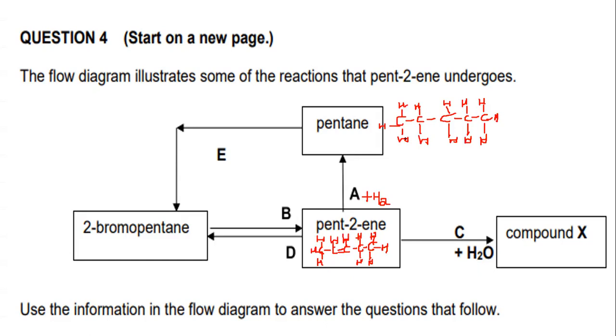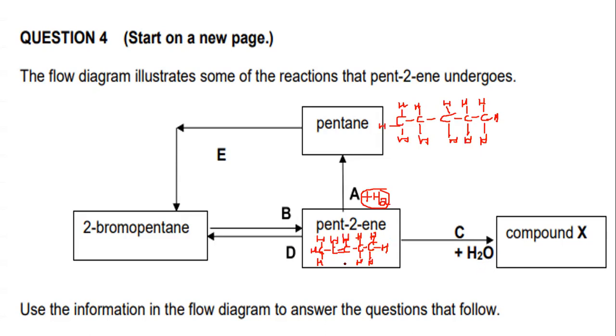But how many now? Okay, let me start it here. 1, 2, 3, 4, 5, 6, 7, 8, 9, 10, 11, 12. Why 12? Because of these 2 hydrogens that adds to the 10 that is already there. And that is why we're saying for A, it is hydrogenation. For C, if you take pent-2-ene and you react it with water, you are going to add a water molecule. So that is going to be hydration altogether.